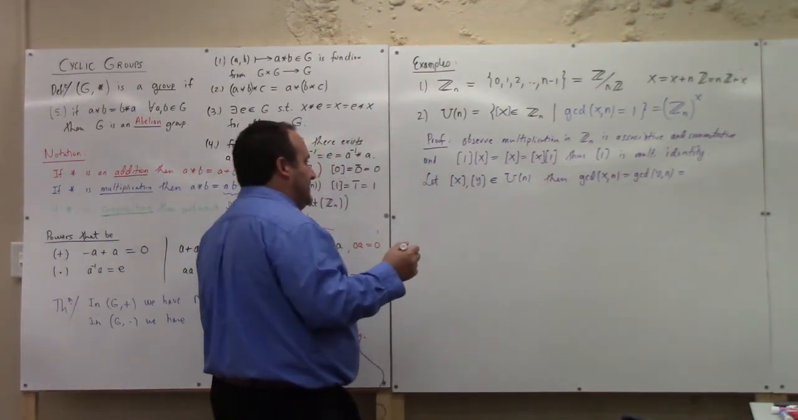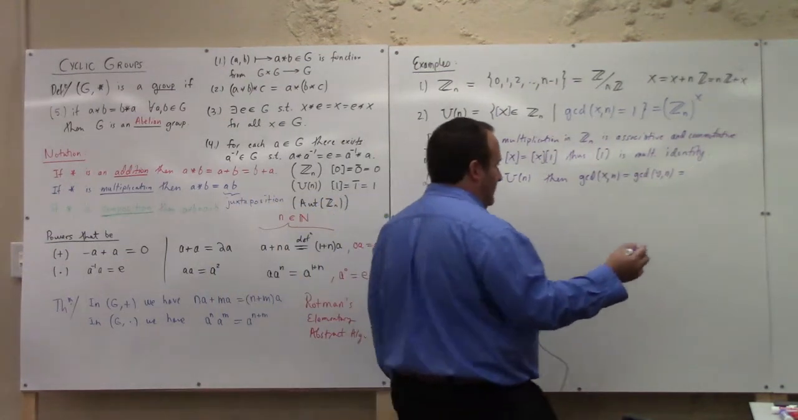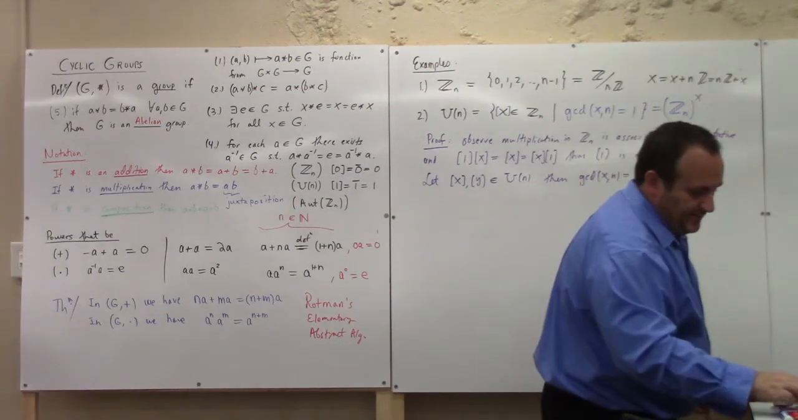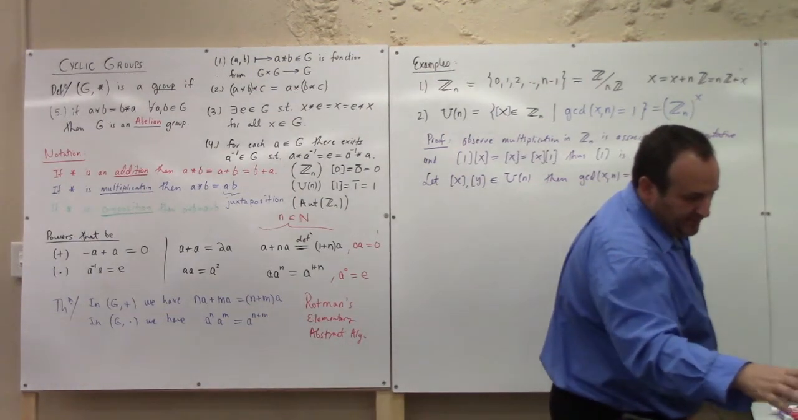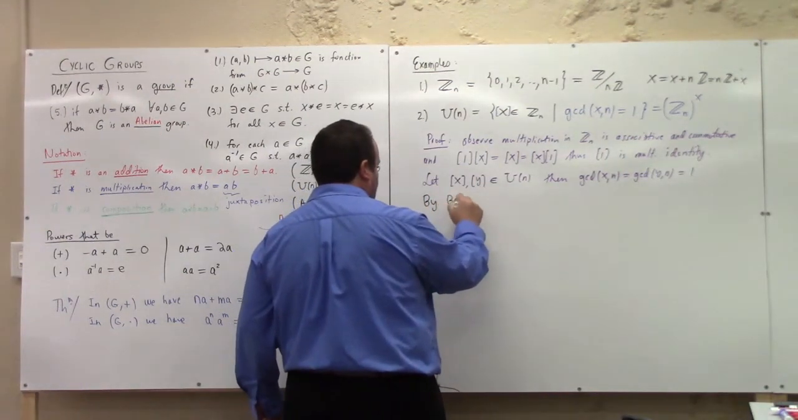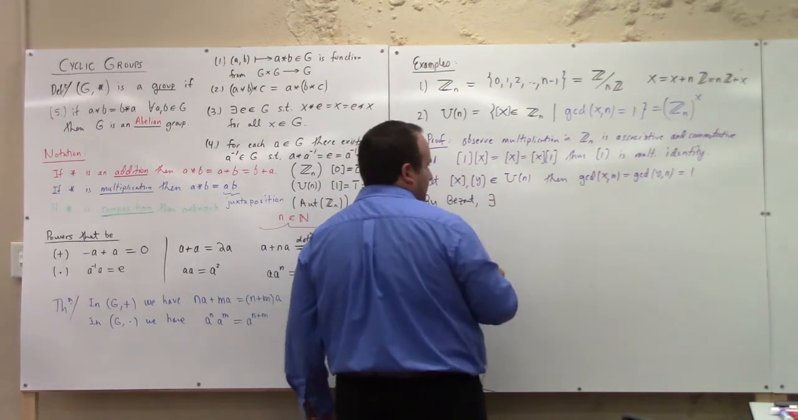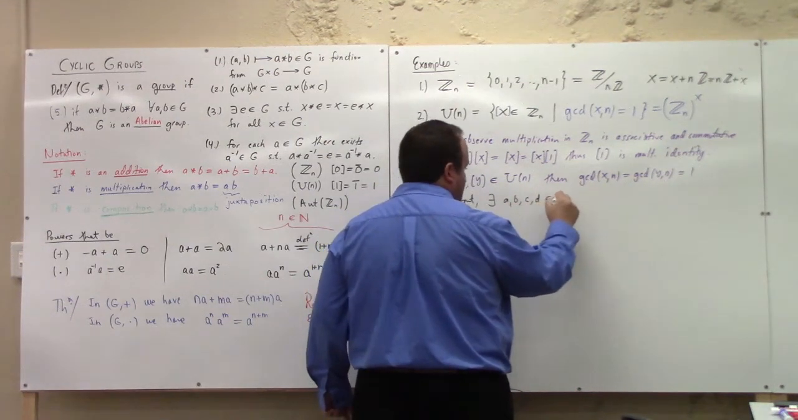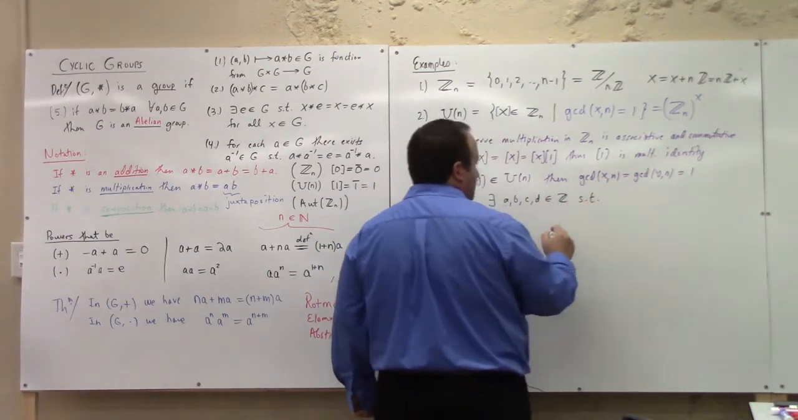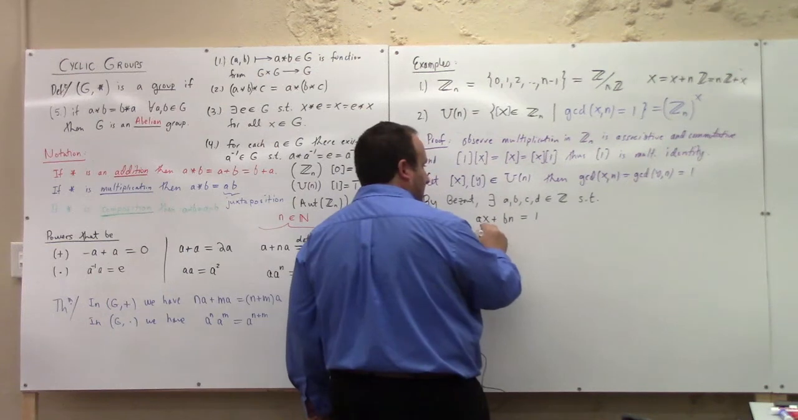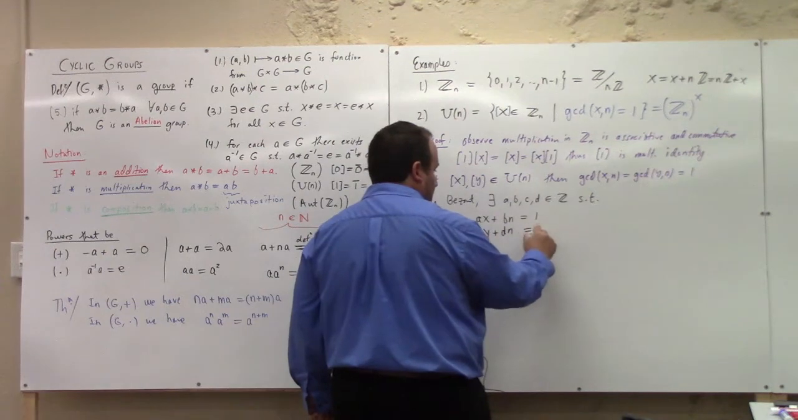Okay, so GCD of x comma n, you said 1, right? Great. So then what does that entitle us to by Bezout's theorem? There exist A, B, C, and D in the integers such that AX plus BN equals 1 and CY plus DN equals 1.